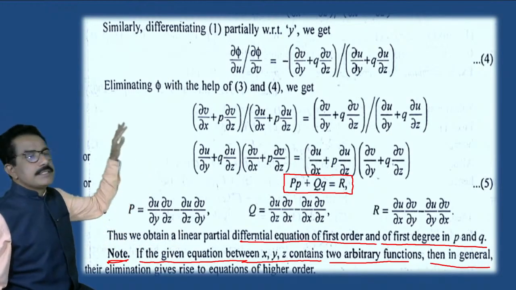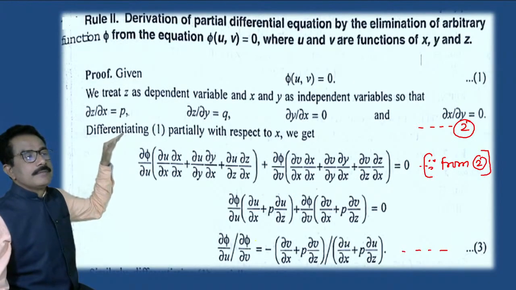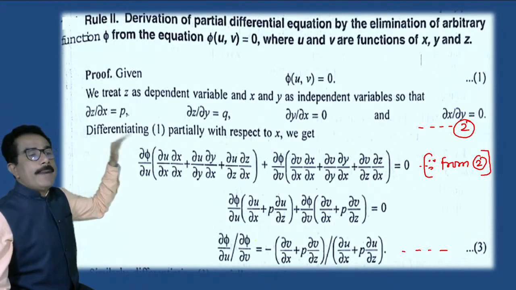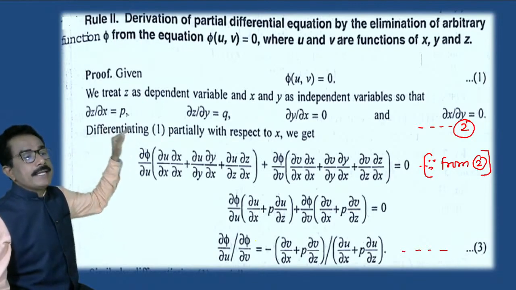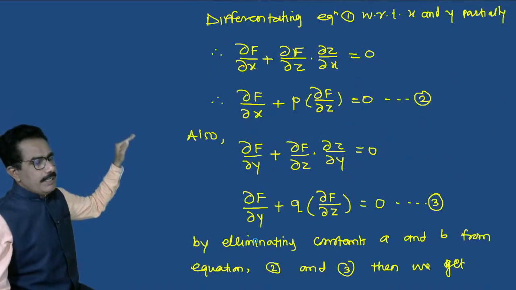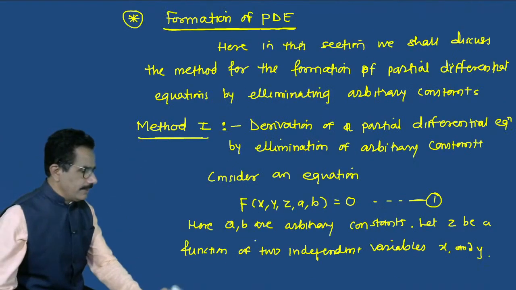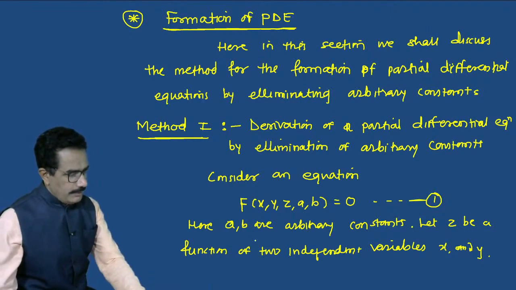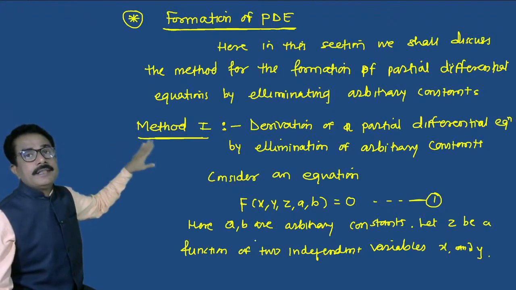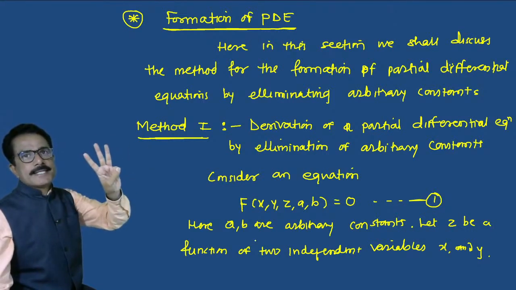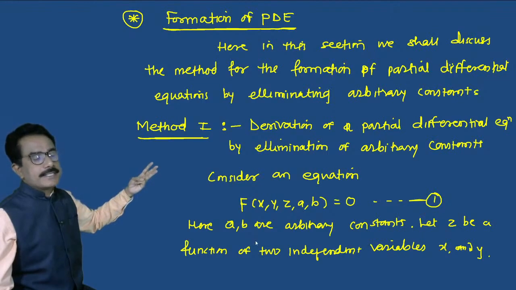See this. This is the second method for finding the partial differential equation, formation of the partial differential equation by eliminating arbitrary constant. In the last lecture we have already seen the formation of the partial differential equation by eliminating arbitrary constant. In this method we have discussed three different cases and we have also solved the examples.